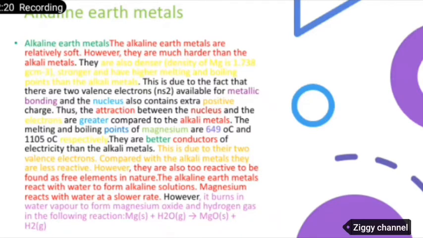They are better conductors of electricity than the alkali metals. This is due to their two valence electrons. Compared with the alkali metals, they are less reactive. However, they are also too reactive to be found as free elements in nature. The alkaline earth metals react with water to form alkaline solutions. Magnesium reacts with water at a slower rate. However, it burns in water vapor to form magnesium oxide and hydrogen gas in the following reaction: Mg(s) + H2O(g) → MgO(s) + H2(g).